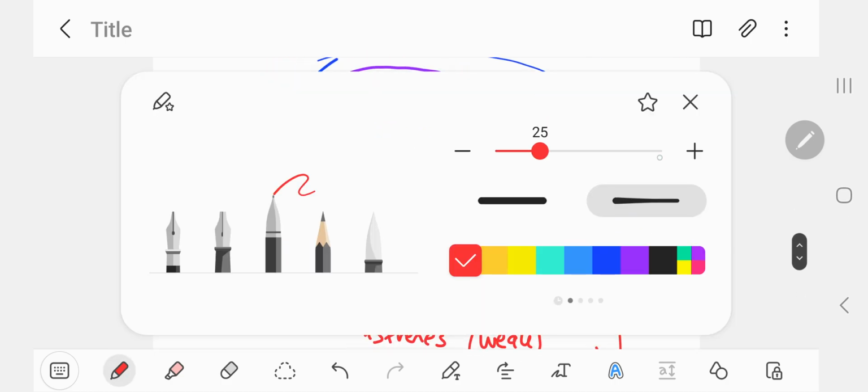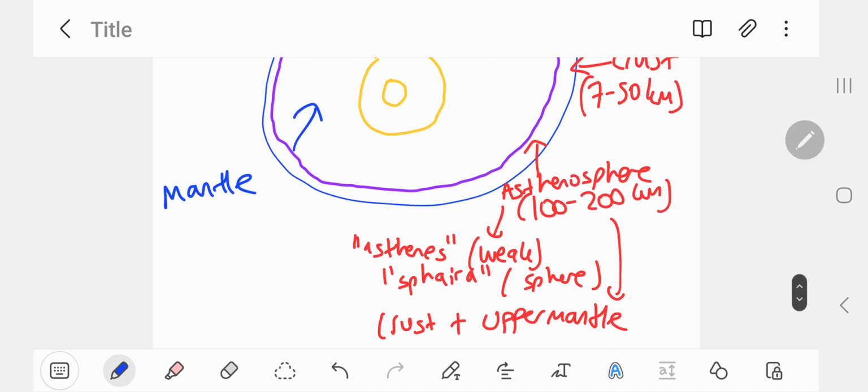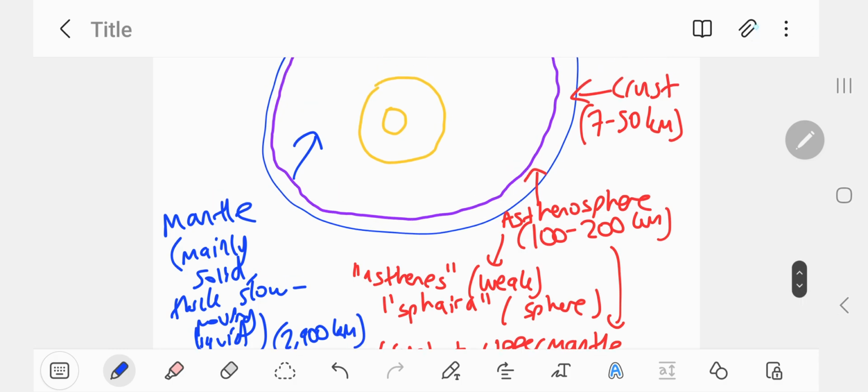The thickest layer of the Earth is the mantle. This thing here. It's the mantle, the thickest layer of the Earth. Think of it as a hot and gooey caramel layer in your cake. It's mainly solid, but it also behaves like a thick, slow-moving liquid. So it's not stationary. It's not just sitting there. It's moving, and it's around 2,900 kilometers thick. So it's the thickest part of the Earth.